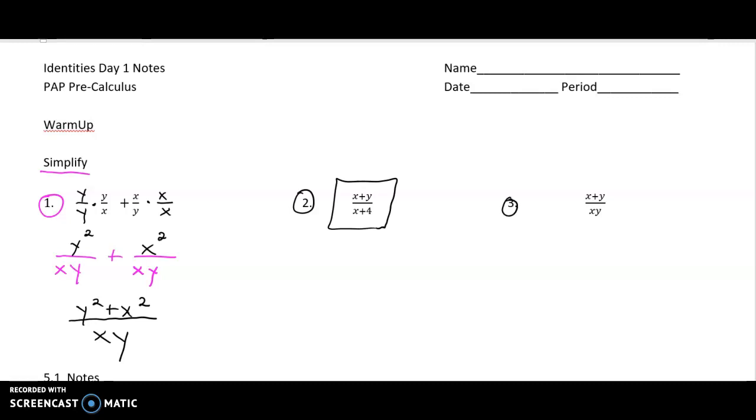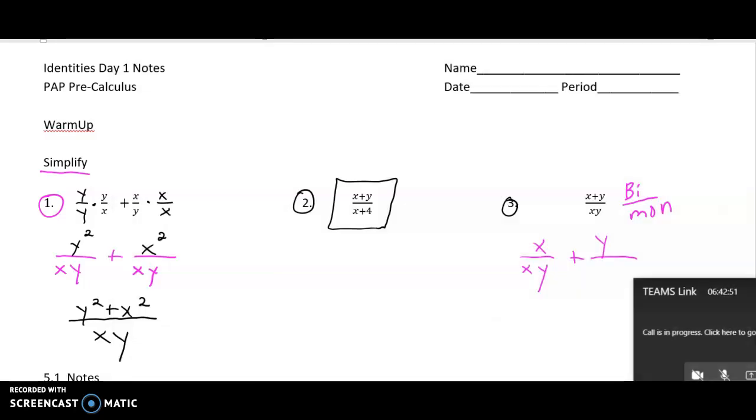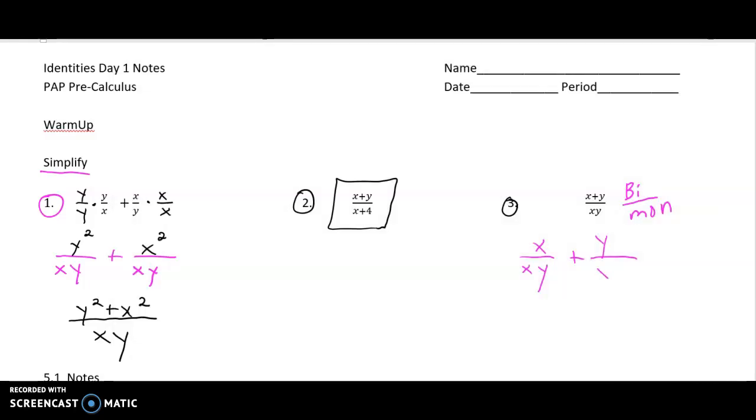In example 3, I wanted to talk about having a binomial over a monomial. When you have a binomial over a monomial, you can rewrite in two separate fractions because x and y share the common denominator xy. You can write this in two separate fractions, reduce because you're multiplying. We'd have 1 over y plus 1 over x. Okay, I just kind of wanted to remind you of those properties.